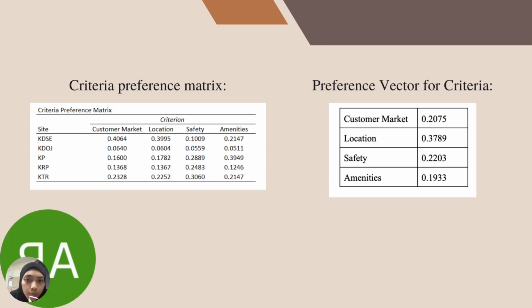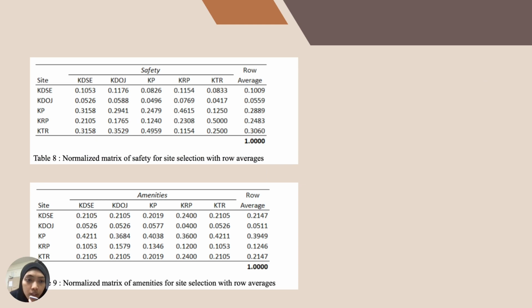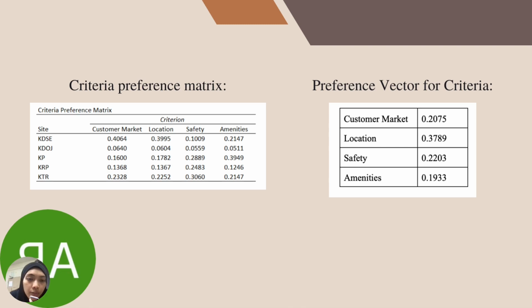So from the normalized matrix for each criterion, we will form the matrix. Here we have the table for the criteria preference matrix based on the customer market criterion, location, safety, and amenities for each site.